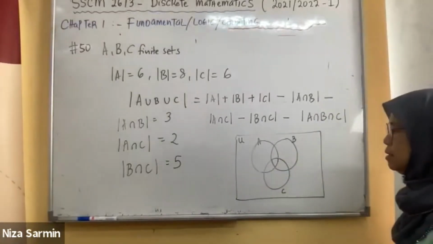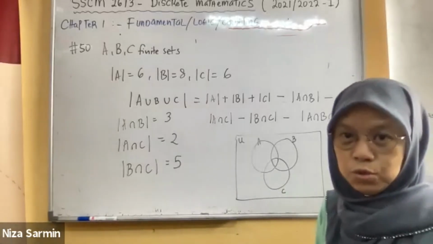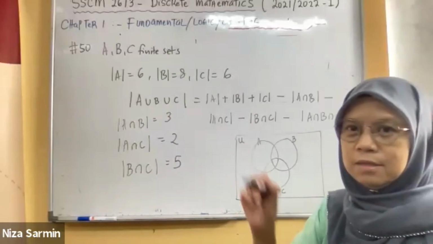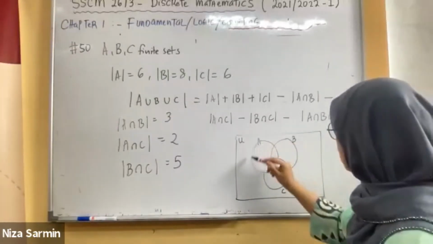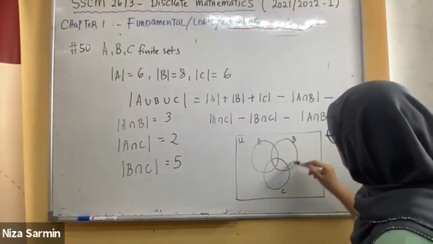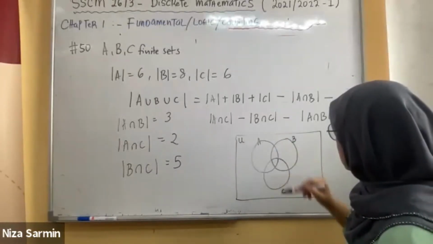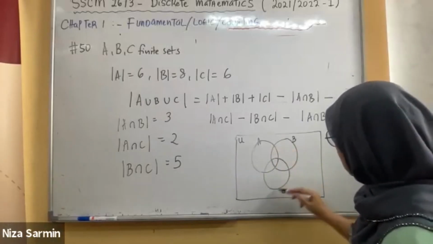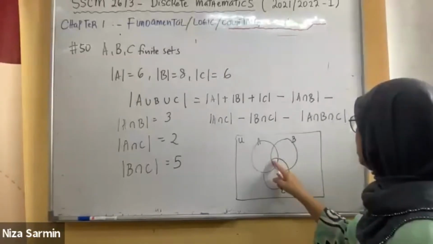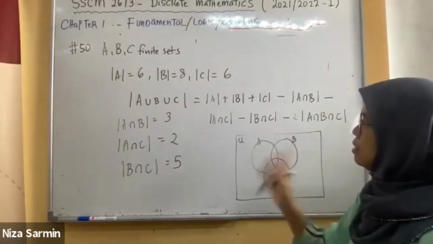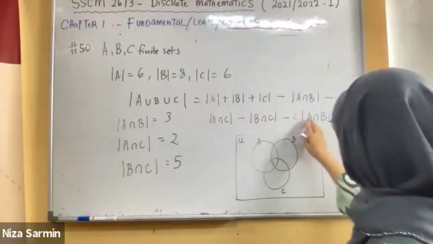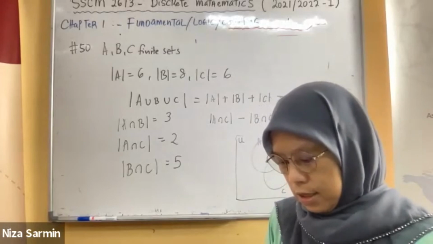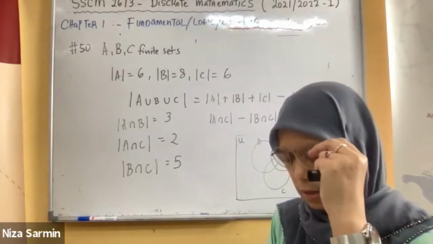Minus how many of this? 2, right? Because you have added this 3 times. If this is only 2, you have added this twice. Then you add again, this you add again. Then plug in, then you get the number of this part. And this is just plugging in. Okay.